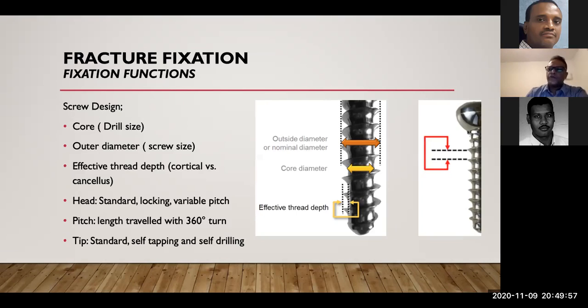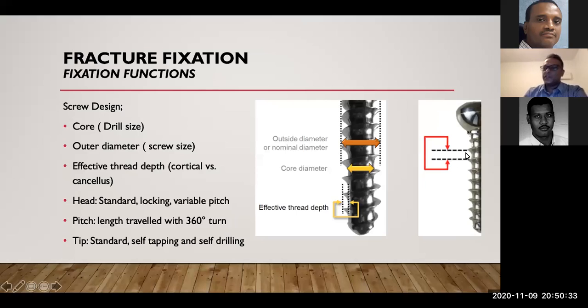And then if we look at the screw head, we can find a standard head, we can find a locking head, and also we can find variable pitch heads, which are used in headless screws. And we mentioned the pitch of the screw. This is the length traveled when there is a 360 degree turn. So with each full turn, how much of the screw will go inside the bone, or how much length goes into the bone?